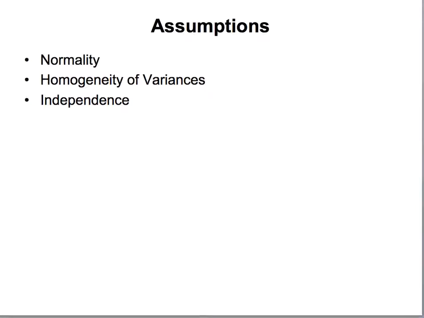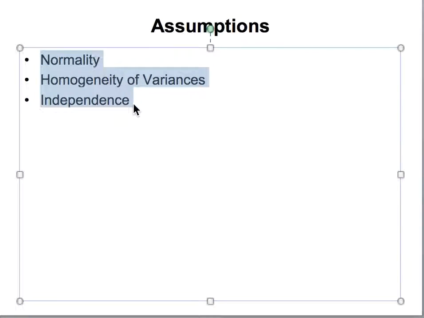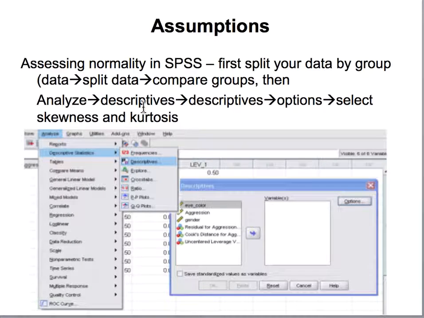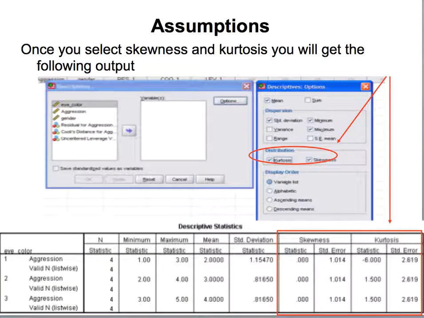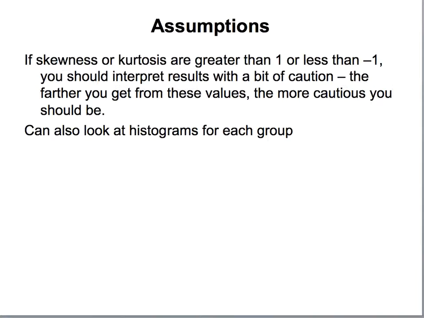So when we think about the assumptions for this test, we have the same three we've been working on before: normality, homogeneity of variances, and independence. If you want to do these in SPSS, here are menus how to do it. But basically we know what those are. Normality, we look at the skewness and kurtosis, making sure they're between 1 and -1.